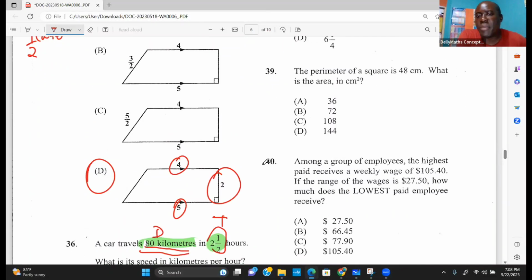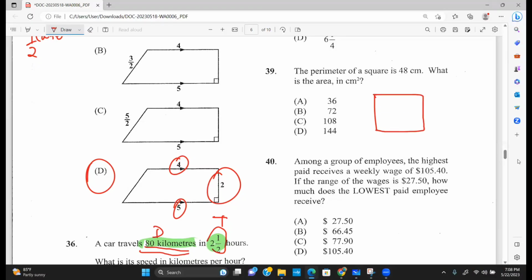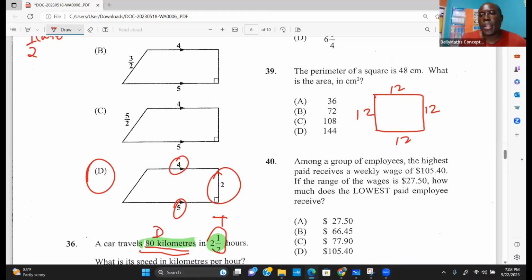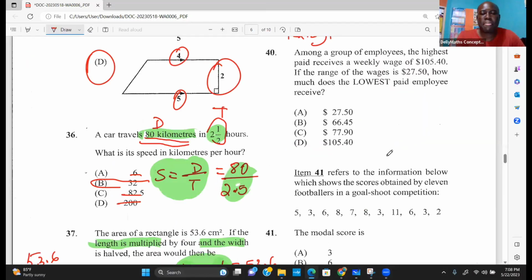39. The perimeter of a square is 48. What is the area? Anybody want to state what that is? 144. Yes, it is. The 4 sides are equal, so that's 12. So the area would be 12 by 12. What you want to do is start with your 48. Understand that all the sides are the same. So 48 divided by 4 is 12. That's one side. So the area would now be 12 times 12, which is 144. Very good going. Questions are very simple, straightforward.